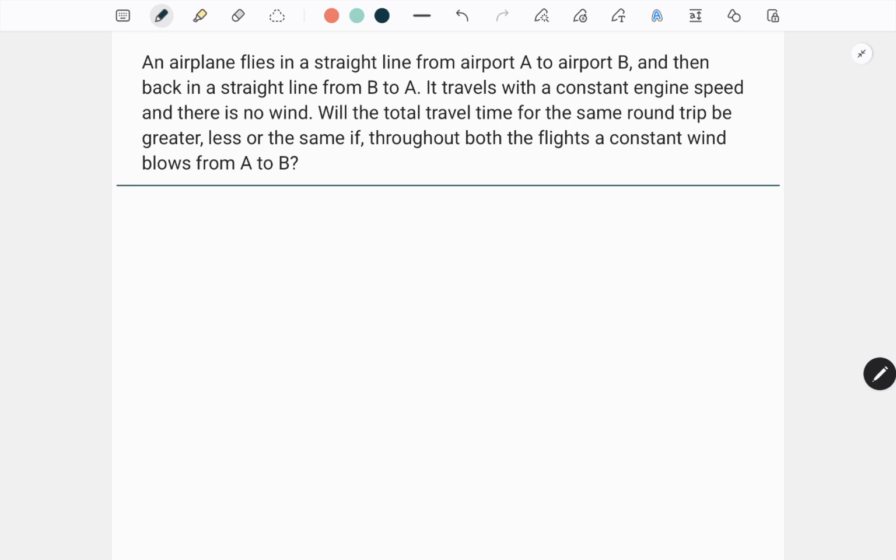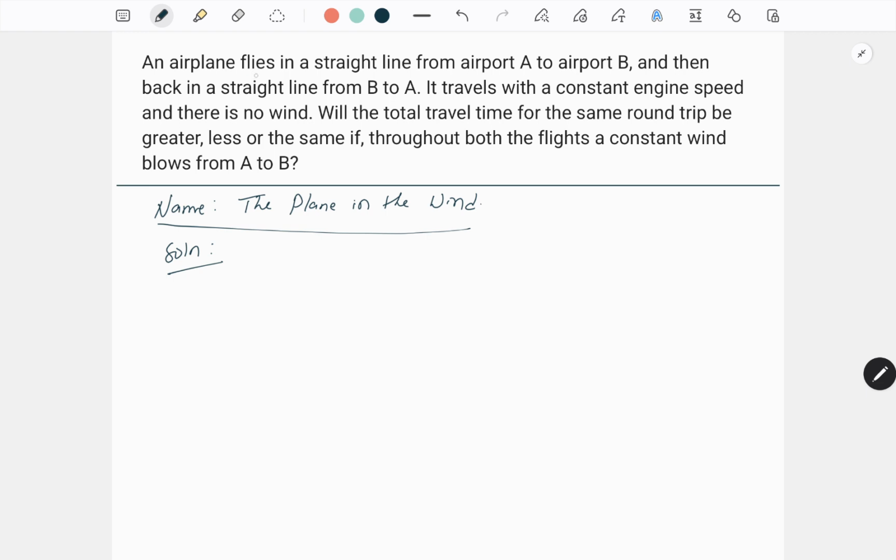So in this video we are going to discuss another puzzle, and the name of this puzzle is the plane in the wind. Okay, the name of the puzzle is the plane in the wind. So let's understand what exactly the problem statement says, then we'll come to the solution.